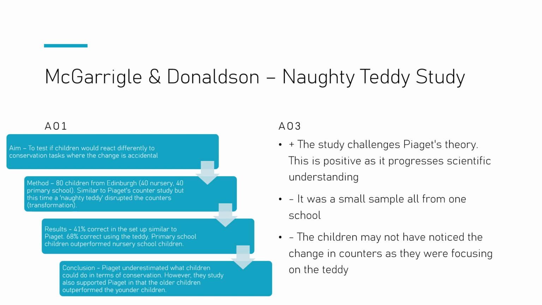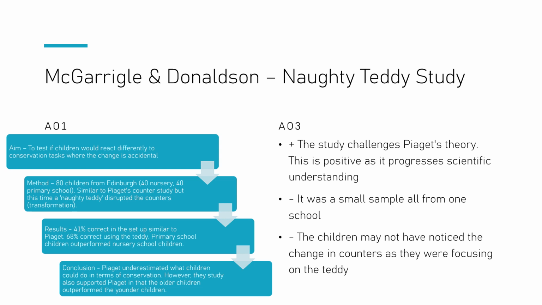One, Piaget may have underestimated what children can do. Children in this study performed better at conservation than they did in Piaget's study. So children might be better at conservation than Piaget first thought. And so maybe McGarrigle and Donaldson were correct in that it was the setup of that study caused the results rather than the children not being able to conserve.